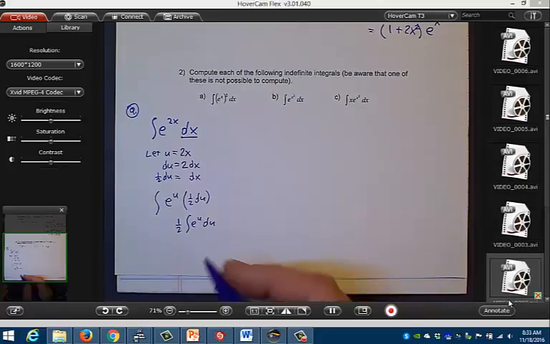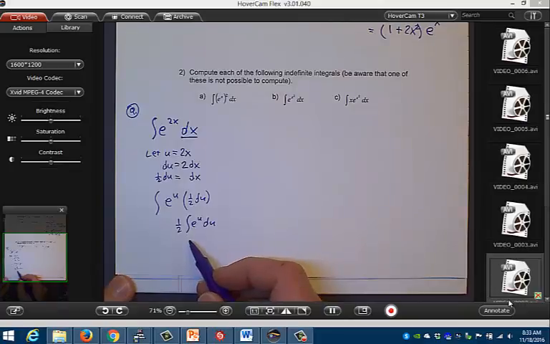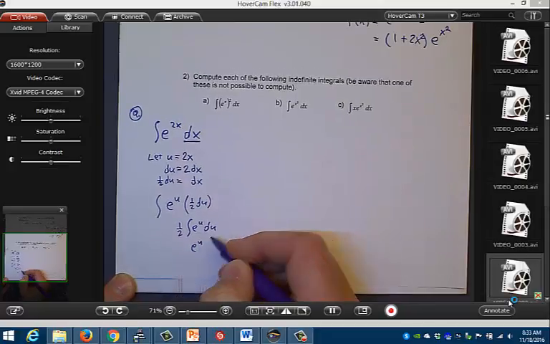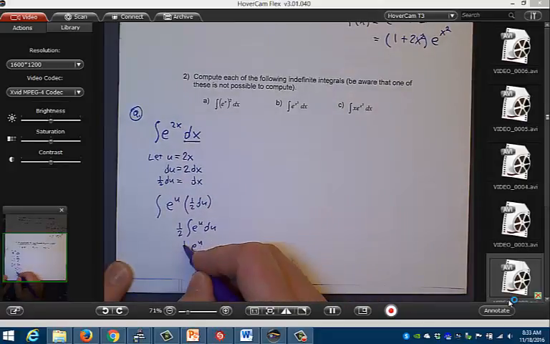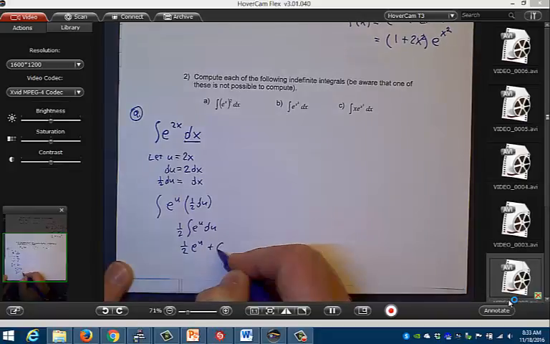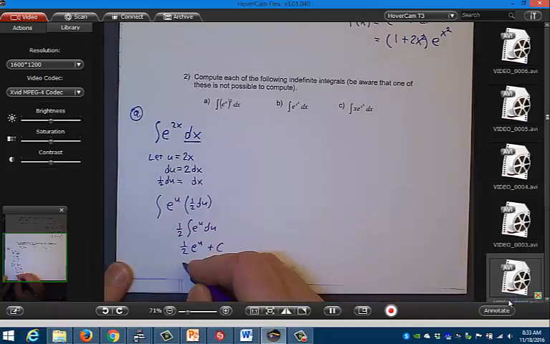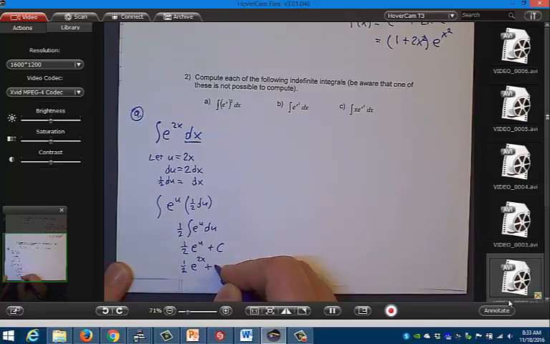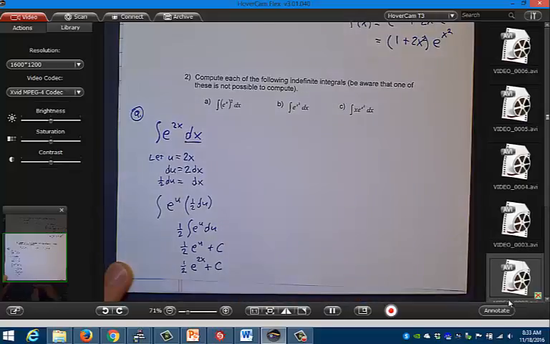So what's the antiderivative of e to the u? Well, it's e to the u. If the derivative of e to the u is e to the u, then you can go backwards too. Plus c. And so my final answer would be 1/2 e to the 2x plus c. Guys see that?